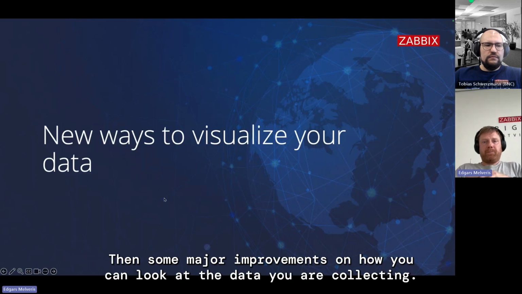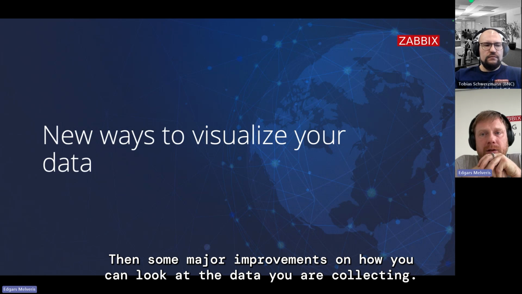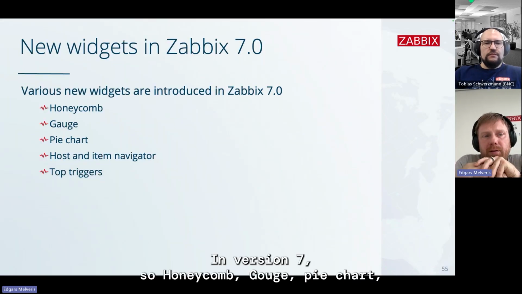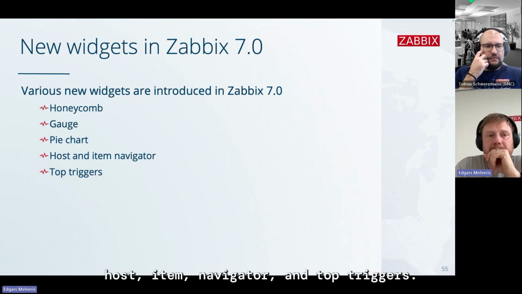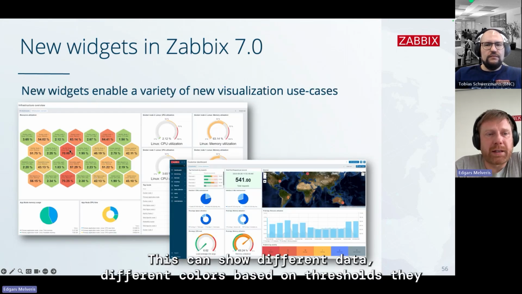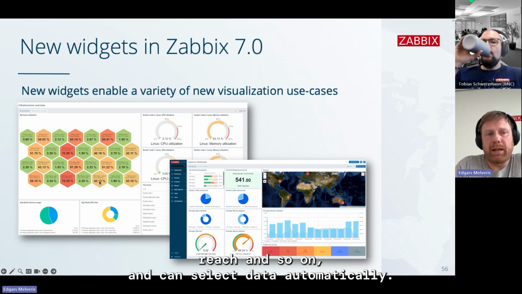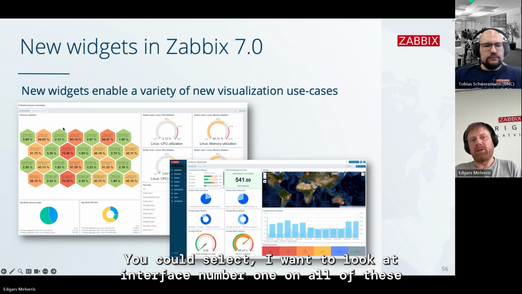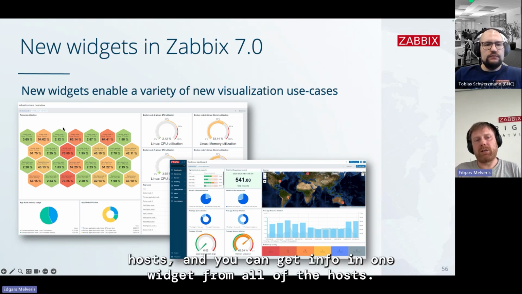Okay, then some major improvements on how you can look at the data you are collecting. There are some new widgets in version 7. So honeycomb, gauge, pie chart, host item navigator, and top triggers. These can show different data, different colors based on thresholds they reach and so on, and can select data automatically. So you could select, I want to look at interface number 1 on all of these hosts, and you can get info in one widget from all of the hosts.